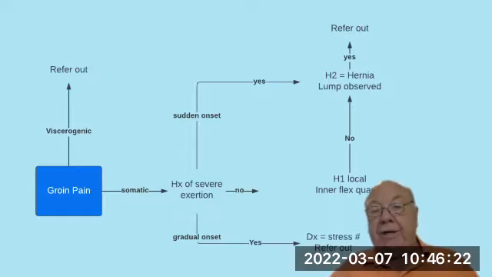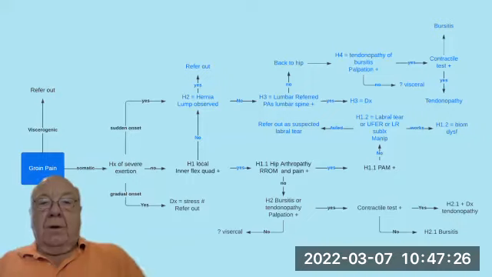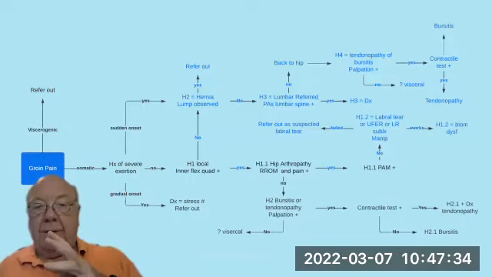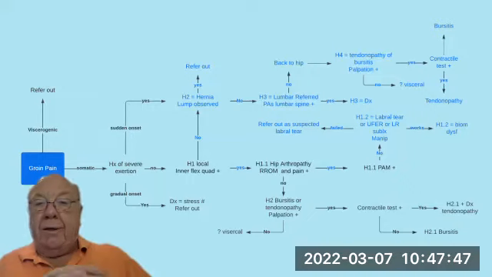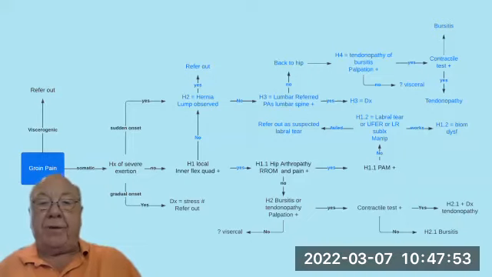We're going to look at another chart which carries on from this point next. Okay, so if you remember, we stopped with a hernia and with severe pain on exertion. So let's go back, continue along the sudden onset of pain after severe exertion. All of this is in blue, just to keep it simple for you, because it's a fairly complex flowchart.